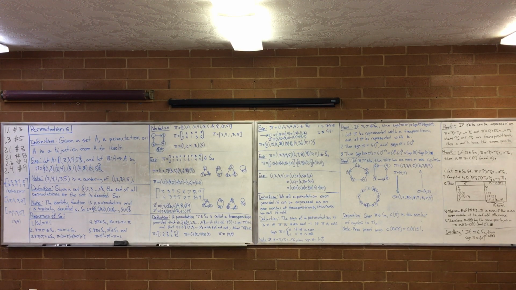Sorry, that was not a good way to say it. But if this comes out even, then anytime I represent it as transpositions, there'll be an even number of transpositions. If this comes out odd, then anytime I represent this as transpositions, it will come out odd. Okay. Let's look at an example real quick.